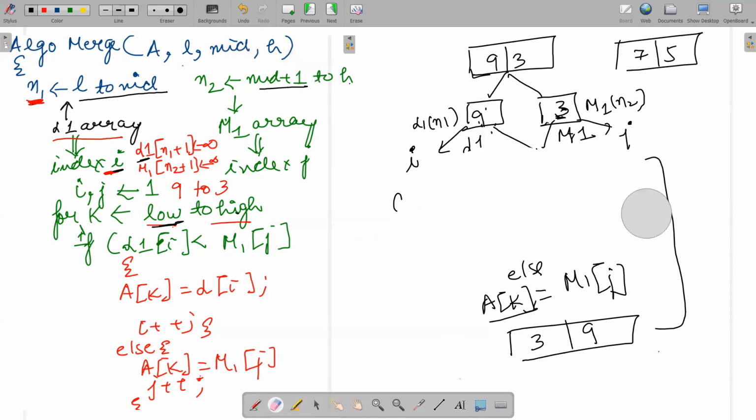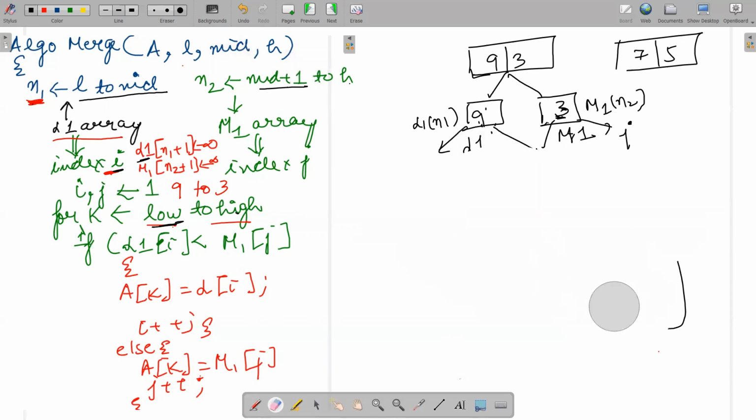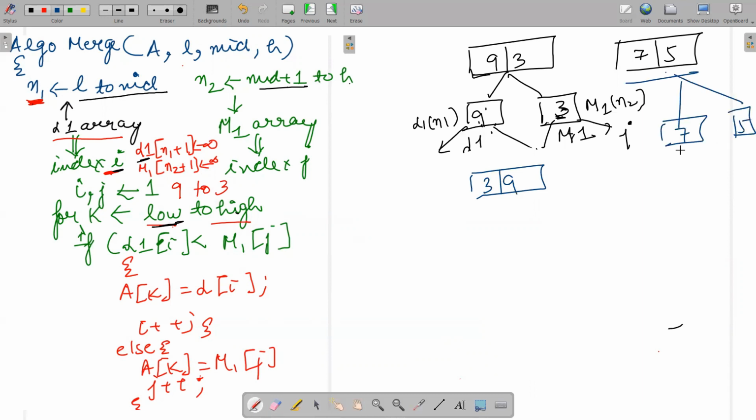Now, let's say we have taken 9 and 3 and sorted these elements as 3 and 9, and the second array elements, where we have taken 7 and 5 separately, we have merged them to form another solution, 5 and 7. Now, clearly, your A of K would contain all the values. This is my L and this would be my H. And again, this can be taken as my middle.